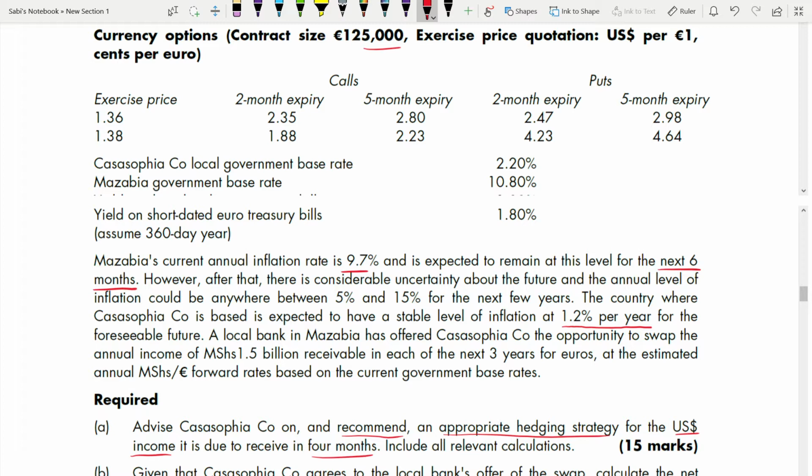A local bank in Mezabia has offered Casasophia the opportunity to swap the annual income. Casasophia is going to receive this 1.5 million annual income, so the local bank is offering a swap of this income in the next 3 years for euros, at the estimated annual forward rate based on the current government base rates.